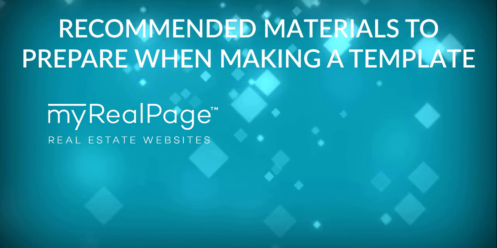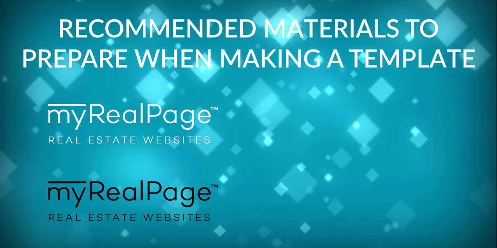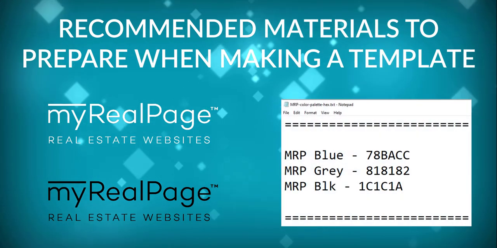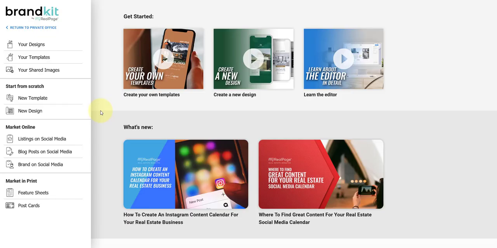First, a transparent light version of your company or brand's logo, a transparent dark version of that same logo, and the hex codes for your brand's colors. So let's get started. After logging into Private Office and launching the BrandKit dashboard, click on Your Templates. This is where you will find templates you've created, but since we don't have one yet, we'll click on Public Templates.